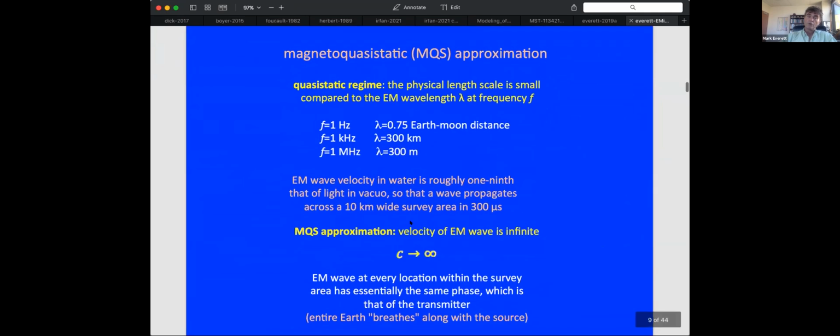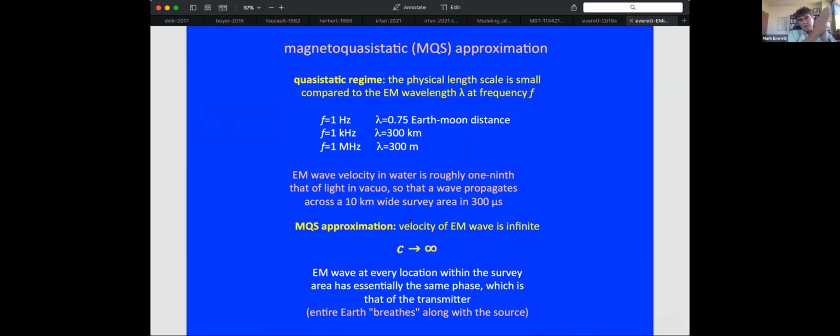Okay, this is a very important topic. When we're talking about EM induction, we're making a quasistatic approximation. A quasistatic regime is one in which the physical length scale of your survey area is small compared to the EM wavelength at the operating frequency.